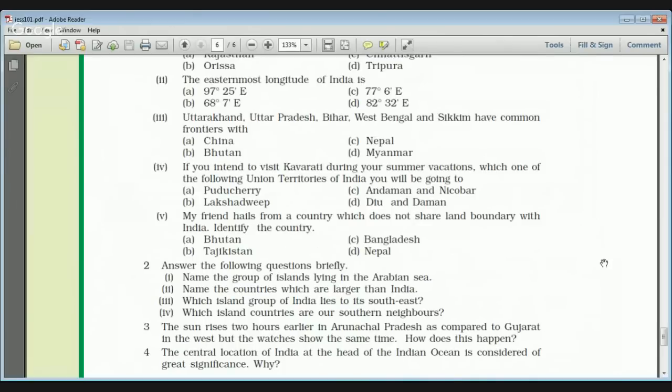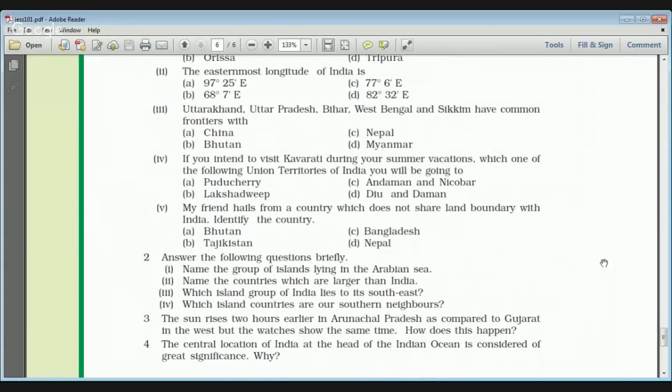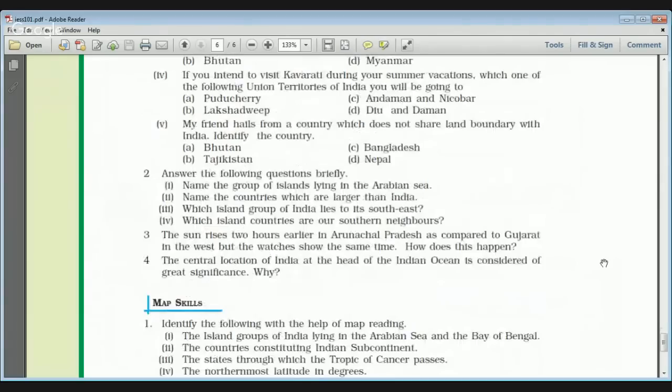My friend hails from a country which does not share a land boundary with India. The country would be Tajikistan, because all the other countries like Bhutan, Bangladesh, and Nepal are our neighbors. Now the second question is to answer the following questions briefly. Name the group of islands lying in the Arabian Sea. See, in the Arabian Sea we have Lakshadweep Island as well as our neighbor island country, that is Maldives.